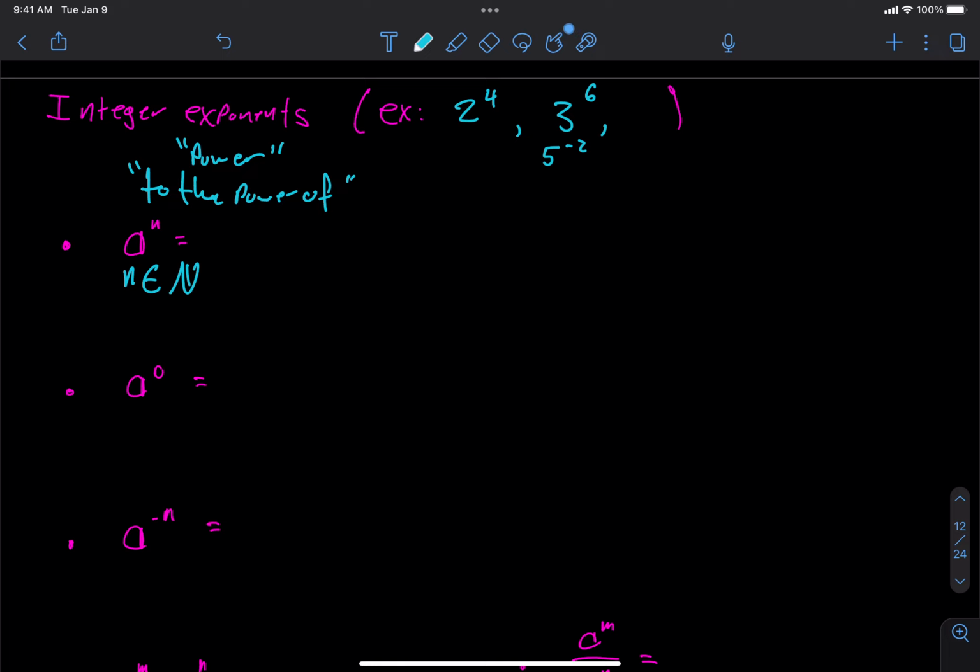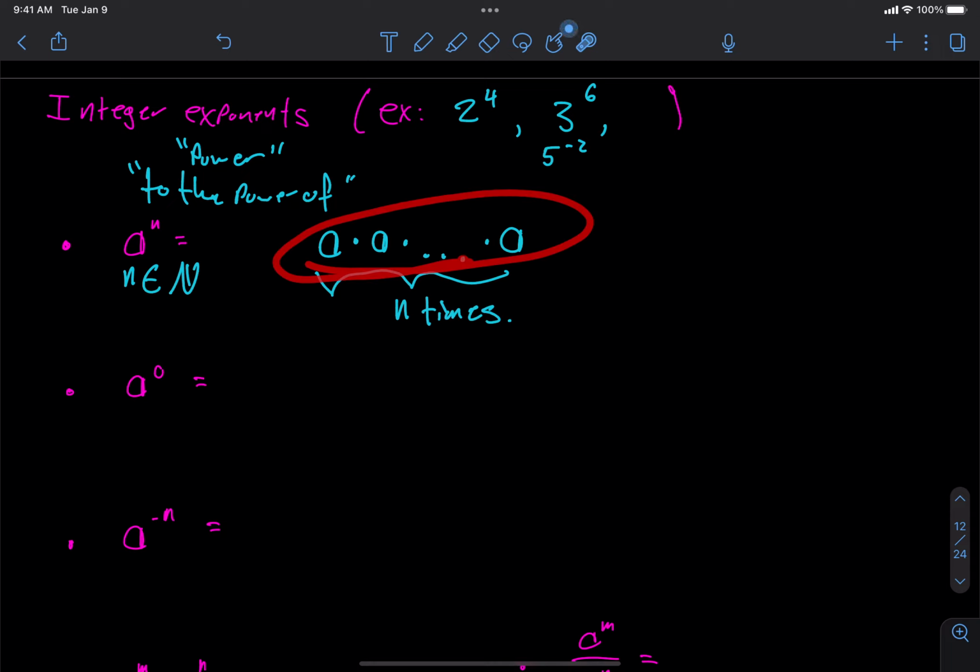Then a to the n means we do the following: a times dot, dot, dot, times a, where this multiplication is done n times. Well, I guess it's not really n multiplications. It's like n minus 1 multiplications, but it's n total a's, right?